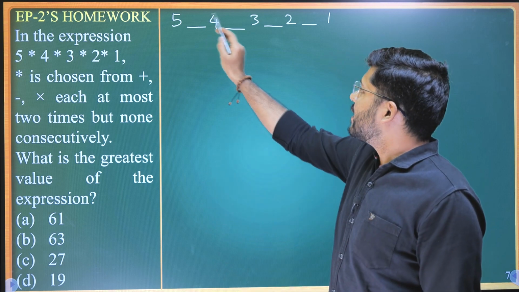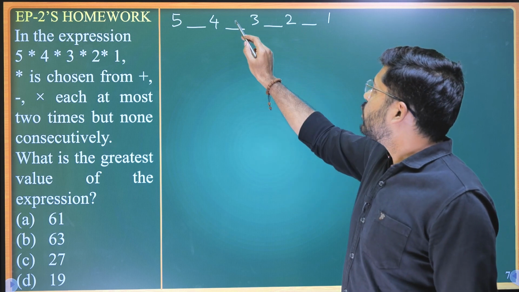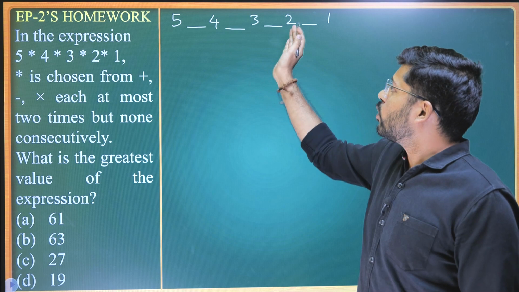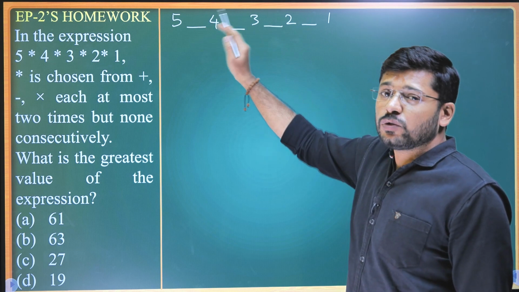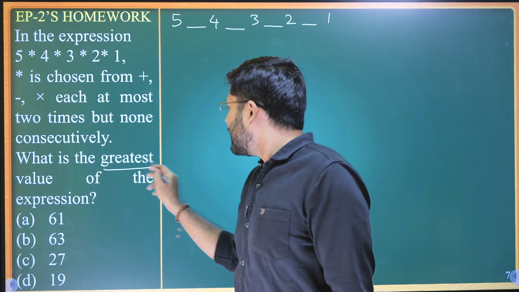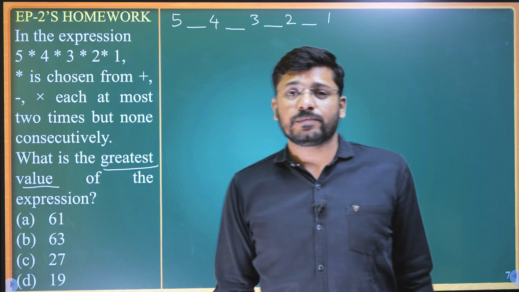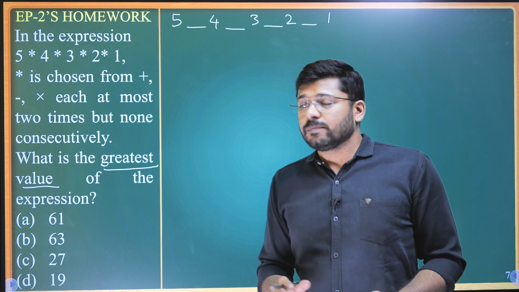That is, if you use plus here, it cannot be plus here. If you use minus here, it cannot be minus here. If you used into here, this cannot be into. So it cannot be consecutive. If it is plus, this can be plus or this can be plus, but not this one, because they cannot come consecutively. And they want what is the greatest value of the expression. This question is just one step ahead of the CSAT level paper, CSAT level question.